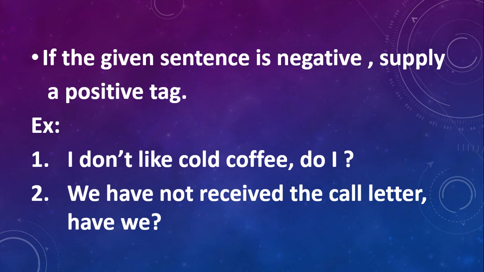Next, we have not received the call letter. There is the presence of a word called not in the sentence, so the sentence will be considered a negative sentence. You have to create only the positive tag. In order to create the positive tag, you have to remove the negativity in the sentence. Next, find out the verb here, have, and then the pronoun we. Have we? Question mark. That's all.